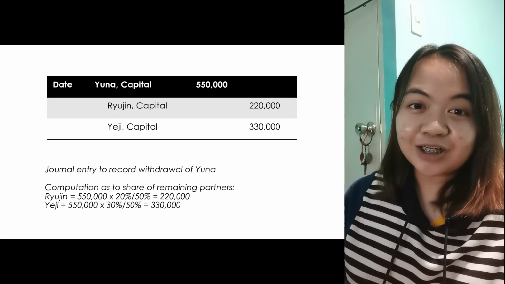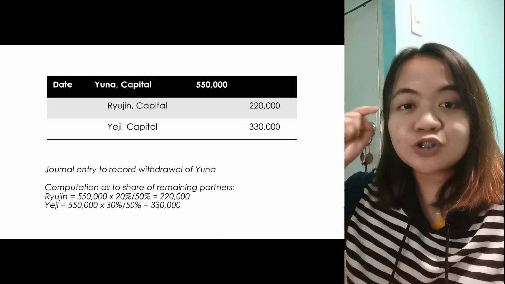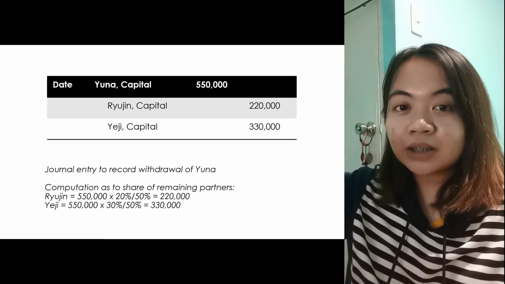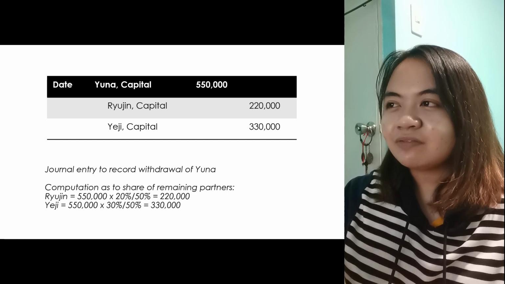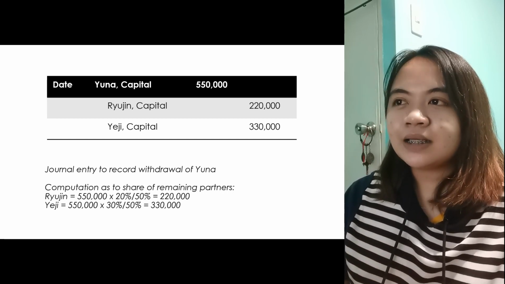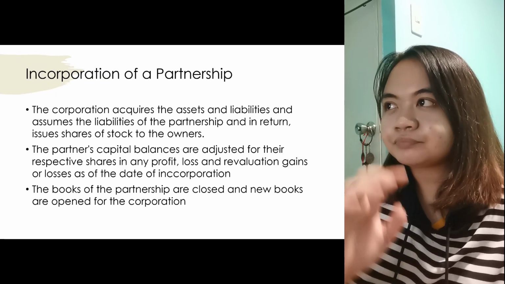Ito yung sinasabi ko sa inyo regarding 550. This is for the purchase of interest, ha? This is for the purchase of interest. Okay, na-bought out siya. Ito yung unang illustration. Okay, Yuna Capital 550, Ryujin Capital, and Yeji Capital. So, yung 550 pinaghatian nila. For Ryujin, 220. For Yeji, 330.